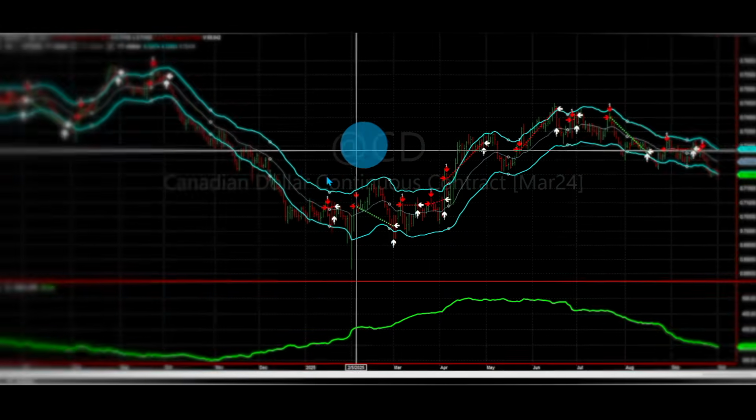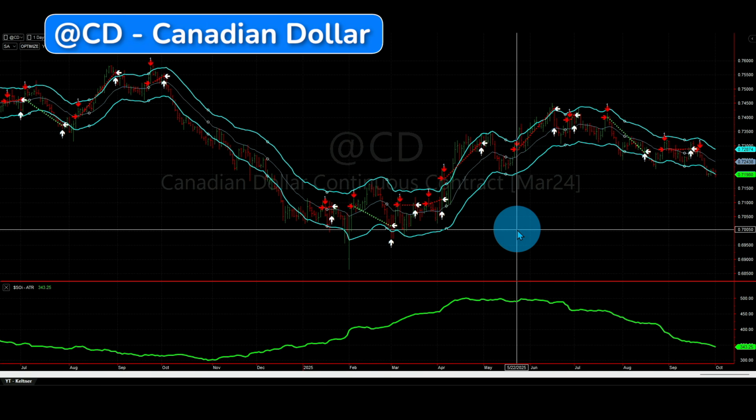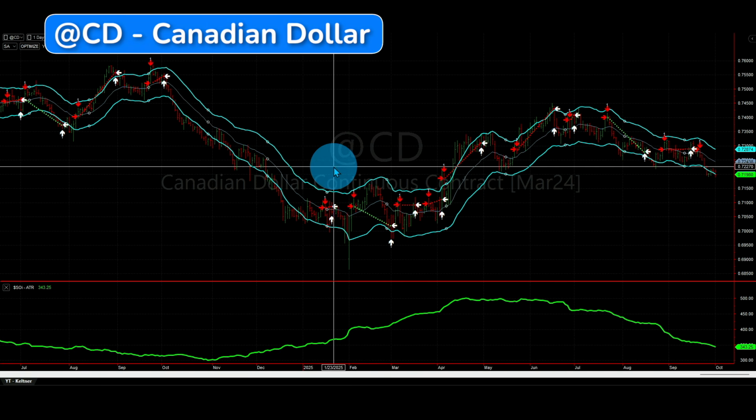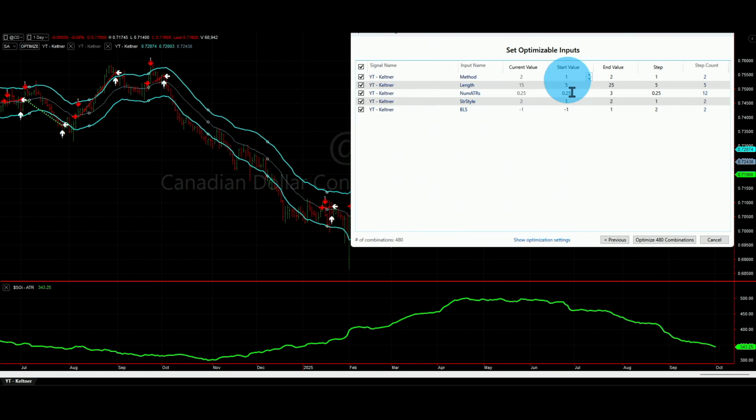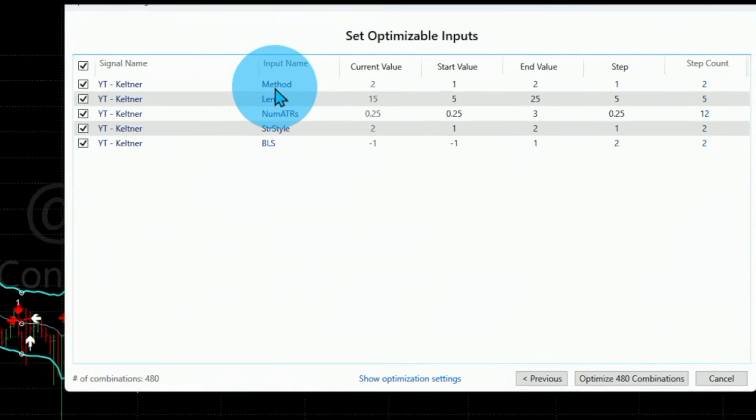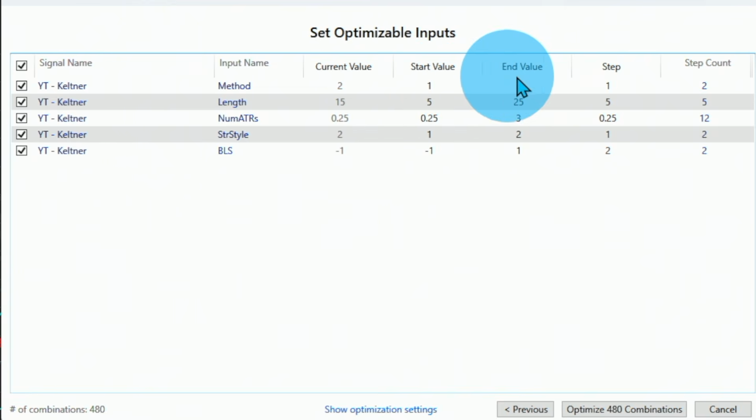So let me explain. The first market I will test is the US dollar versus the Canadian dollar. I'm testing this market using the futures derivative. And here is what we will test. First, the method. It's either the original version or the modern version using the exponential moving average and the average true range with a multiplier. This is the length of the moving average of the middle line, and this is the multiplier for the average true range. So if the method is 1, then this doesn't count. If the method is 2, then we are using this multiplier.